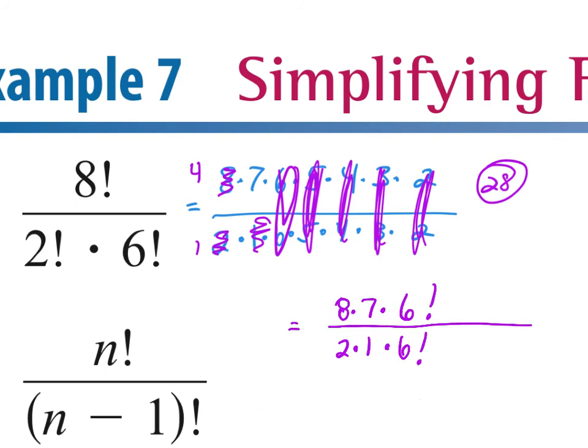You don't have to, if they're the exact same on the bottom and top, save yourself some time. You can do that. If you don't see that, no big deal. Write it all out and then cross it out. But do you see how 6 factorial on the top is going to cross off with 6 factorial on the bottom? And then 2 goes into 2 once, 2 goes into 8 4 times, and you're left with 28. Good. Don't worry about B right now. We'll talk about that later.